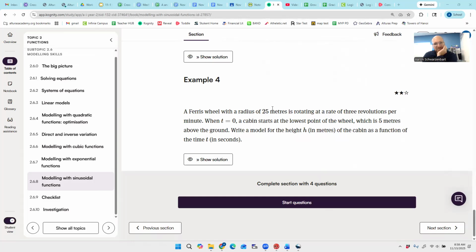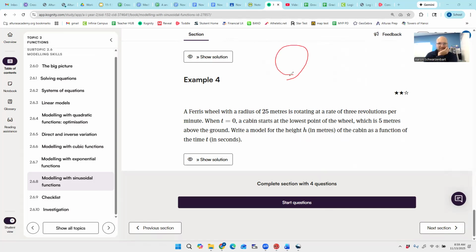A Ferris wheel with radius 25 meters is rotating at a rate of 3 revolutions per minute. When t equals 0, the cabin starts at the lowest point of the wheel. So let's use a negative cosine here. It's starting in the down position, which is 5 meters above the ground, right? The model for the height h in meters of the cabin as a function of time.